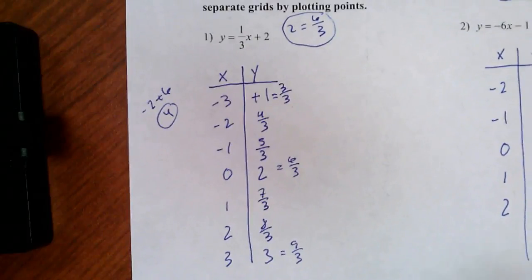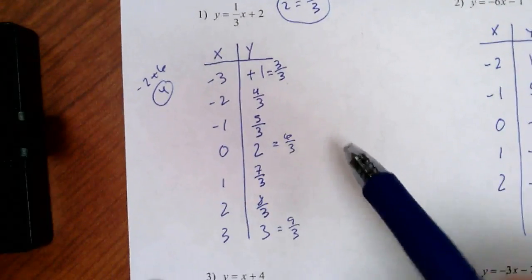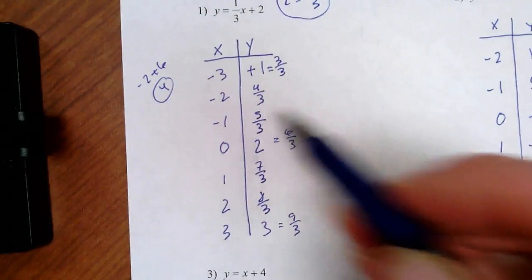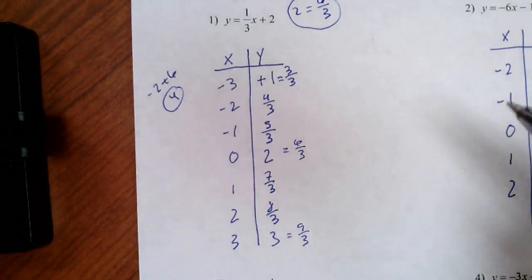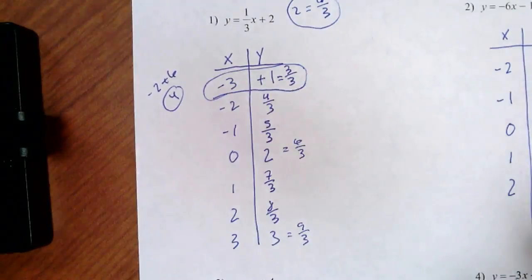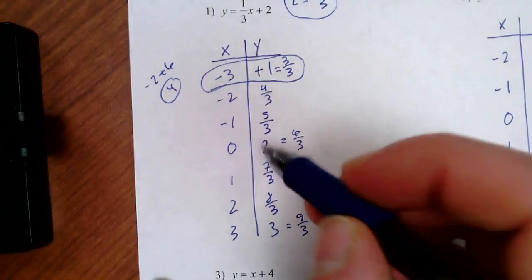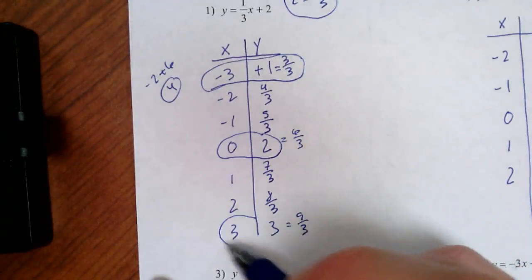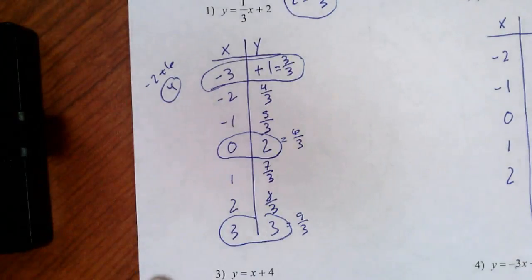All right, back on the front side here, we're going to go ahead and plot these points on grid paper. And notice some of these are going to be difficult to graph, like 4/3, 5/3. That's going to be difficult for us to graph, so we're only going to plot whole number coordinates. So negative 3, positive 1; 0, 2; and down here, 3, 3. So let's go ahead and graph those.